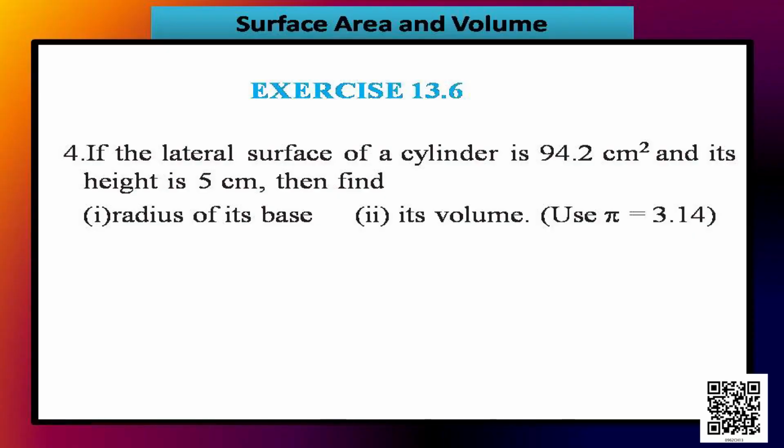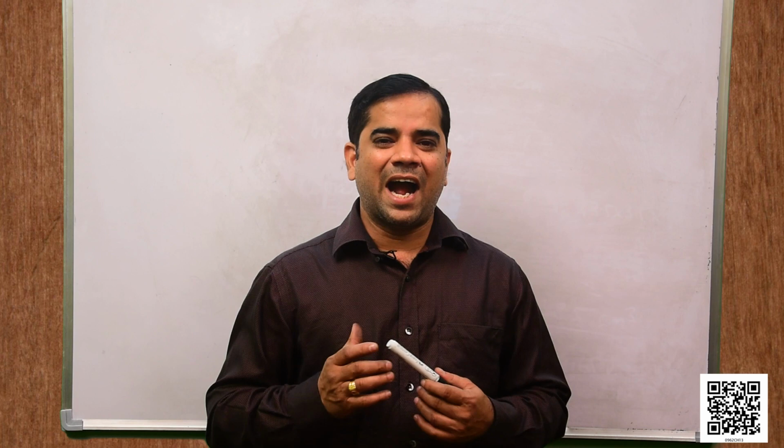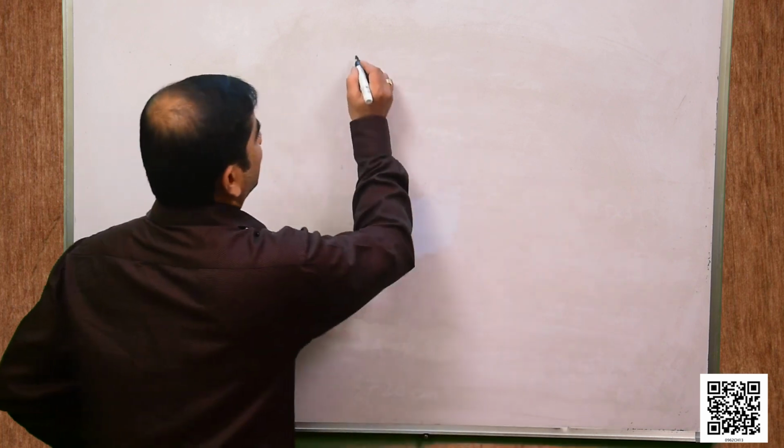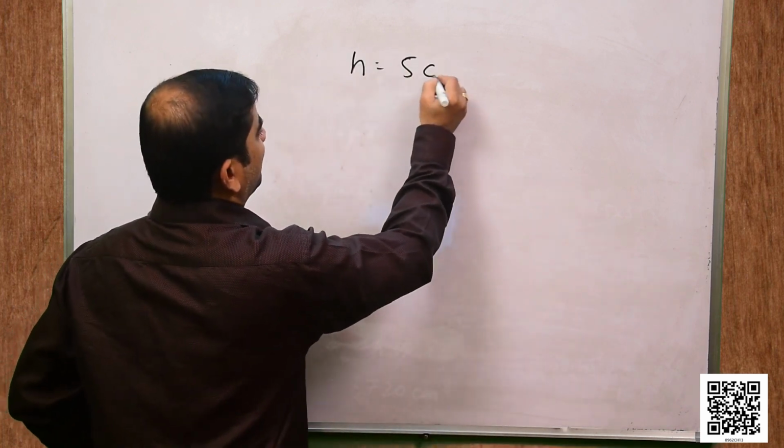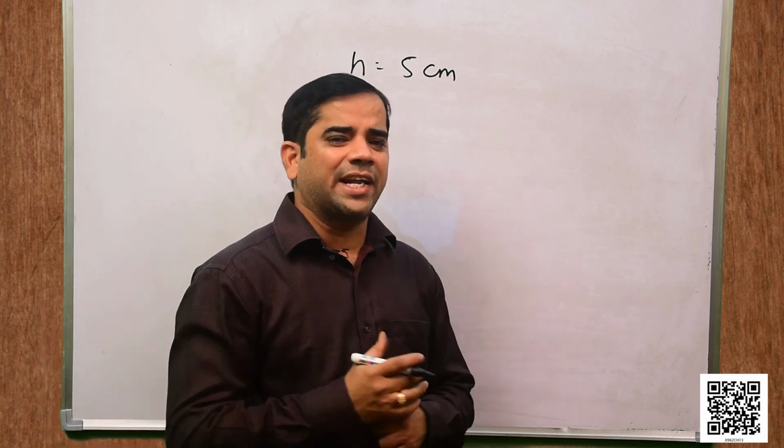It says if the lateral surface of a cylinder is 94.2 centimeter square and its height is 5 centimeter, then find the radius of its base and its volume. The instruction is there for using pi is equal to 3.14. So let us discuss the solution. Okay, students, the given data is height of 5 centimeter. The height is equal to 5 centimeter. What else? The radius is not given.